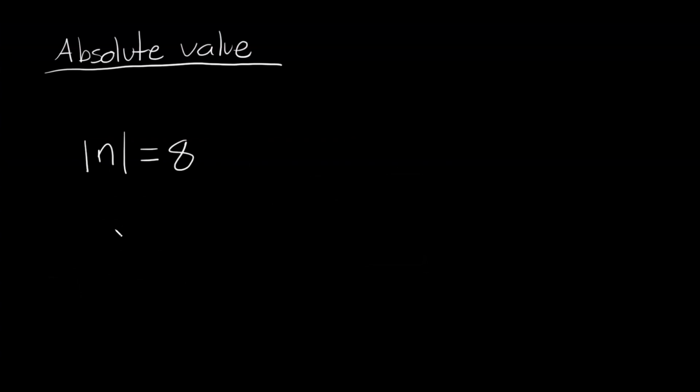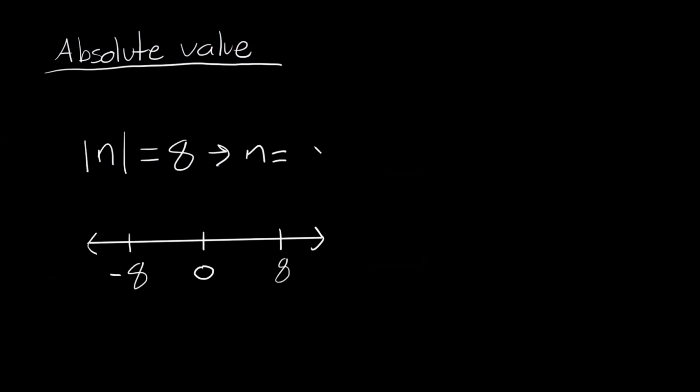So if we were to draw a number line here, sorry, let me draw this a little bit straighter. If we were to draw a number line here, and this is 0, well, the only places where the value n is exactly 8 away would be 8 in the positive direction and then 8 in the negative direction. So here I'll write this over here, n is equal to 8 or negative 8. It could be either one. Let's do one more problem.